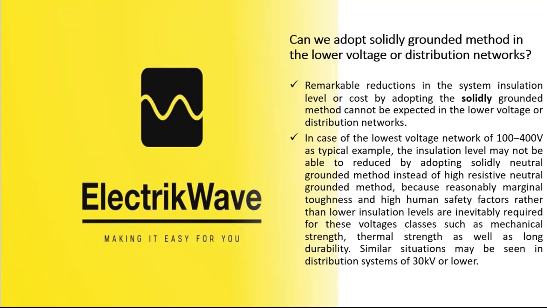In the case of the lowest voltage network of 100-400 volt, a typical example, the insulation level may not be able to be reduced by adopting the solidly neutral grounded method instead of the high resistive neutral grounded method, because reasonable marginal toughness and high human safety factors rather than lower insulation levels are inevitably required for these voltage classes, such as mechanical strength, thermal strength, as well as long durability. Similar situations may be seen in distribution systems of 30 kV or lower.